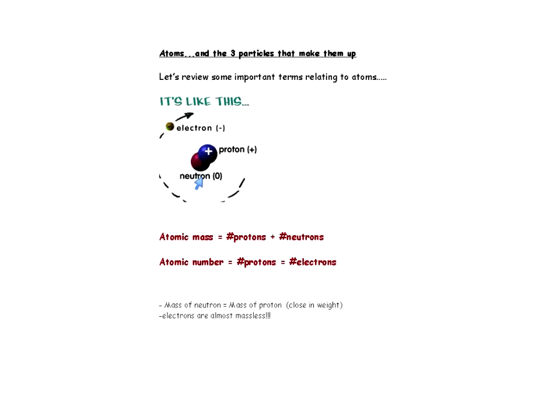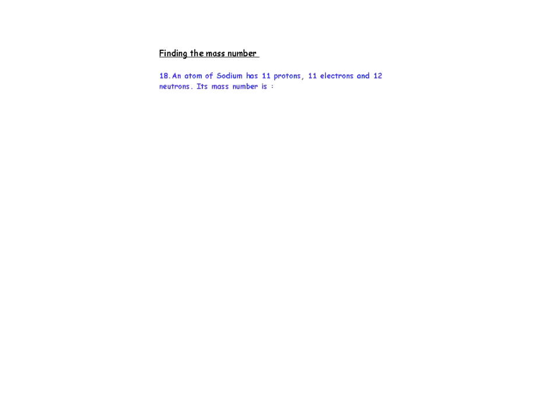So the atomic mass of any atom is just made up of the protons and neutrons. You just ignore the electrons. Whereas the atomic number is the number of protons or electrons, and that's the number we get from the periodic table, a smaller number. Okay, so here's a question for you to think about. Finding the mass number, that's another way of saying atomic mass. So if sodium has 11 protons, 11 electrons, and 12 neutrons, what would its mass number or atomic mass be?